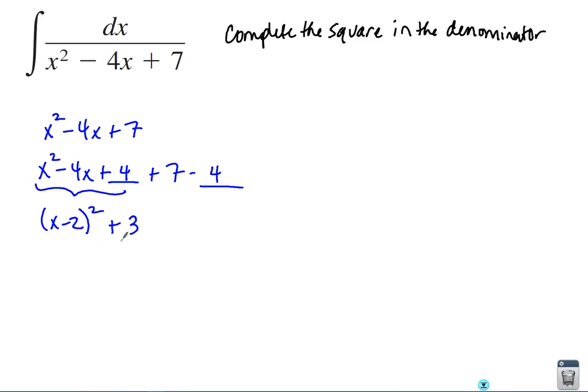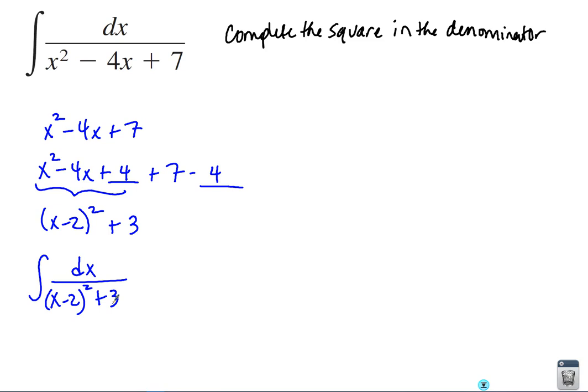So now if I were to rewrite this original integral as dx over x minus 2 squared plus 3, well, now it's in a little bit friendlier format, and I can do an inverse trig situation on this one, okay? Again, I don't want to do the whole formal process like we did before. I just want to use the trick.